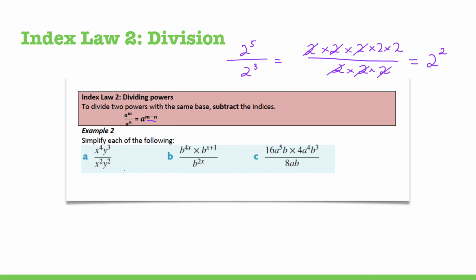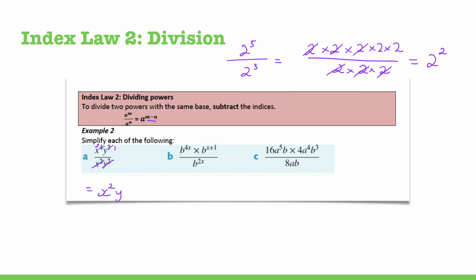So again, we're going to look at part A over here. I look at each term by itself, or each variable. I've got 4 x's at the top and 2 at the bottom. So if I get rid of 2 at the bottom, that will cancel out with 2 at the top. Same thing here, I've got 2 y's at the bottom. Take that away from 3, I'll be left with 1. So I will have x to the power of 2, y.